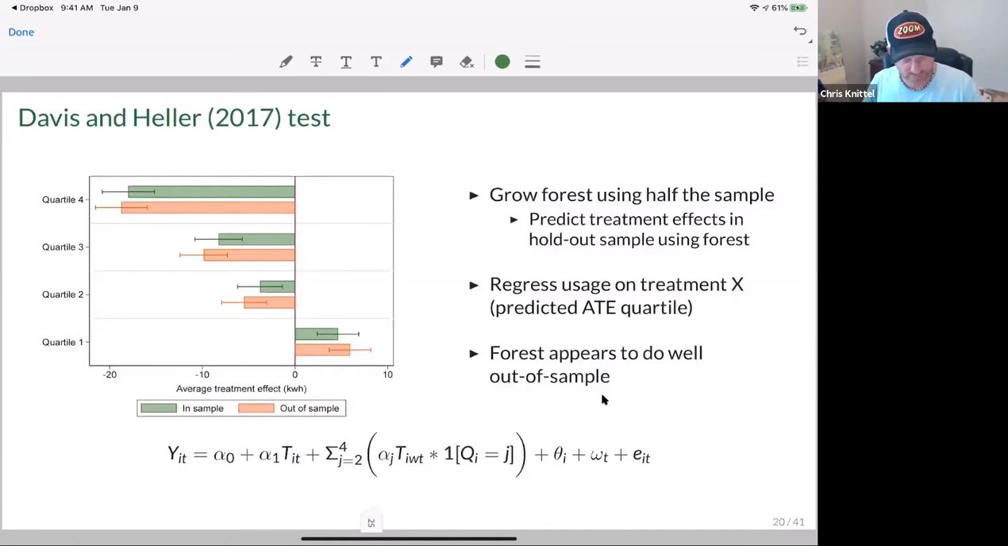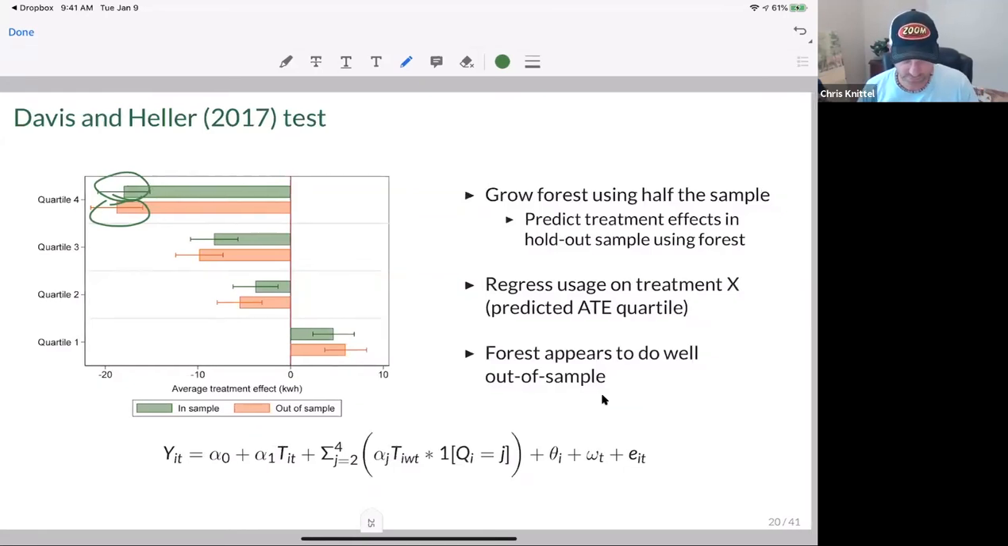So you could see this is the sample you grew the tree. This is the holdout sample, and the cross-validation sample. It seems to do a really good job at predicting average treatment effects in that out-of-sample case. We're going to come back to more tests like this in a second.